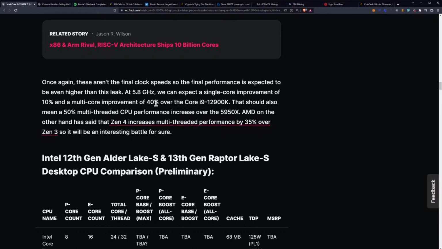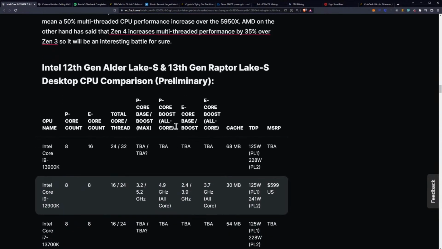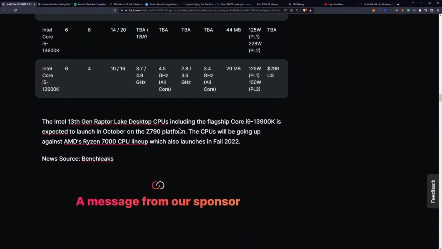At 5.8 gigahertz, we can expect a single core improvement of 10% and a multi-core improvement of 40% over the 12900K. That should mean a 50% multi-threaded CPU performance increase over the 5950X. AMD, on the other hand, has said that Zen 4 increased multi-threaded performance by 35% over Zen 3, so it will be an interesting battle for sure, but it definitely, to me, sounds like Intel may be taking the lead here or maintaining the lead at these top-end chips.